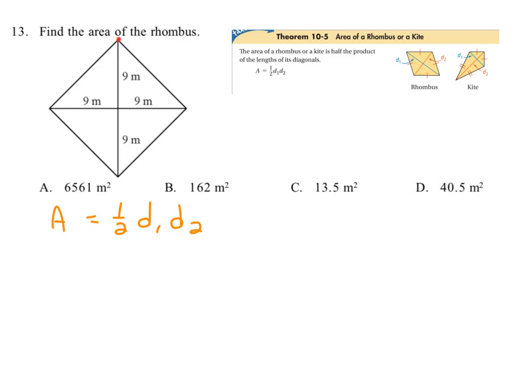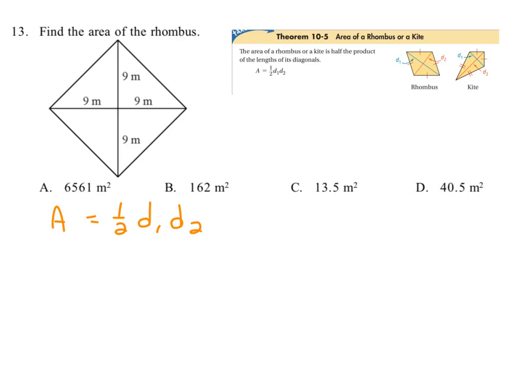9 plus 9 is 18. That's one of the diagonals. And this is 9, and this is 9. That's 18 as well. So we have two diagonals measuring 18. And if it's a rhombus and it's got equal diagonals, what has equal diagonals? Rectangles do. So if it is a rhombus that's also a rectangle, it's a square.